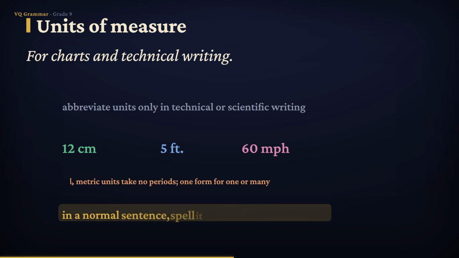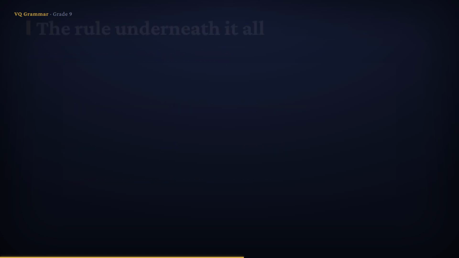But in an everyday sentence, you spell the unit out. You'd write "The shelf is 5 feet long," not "5FT." The abbreviation is for the chart, not the story.